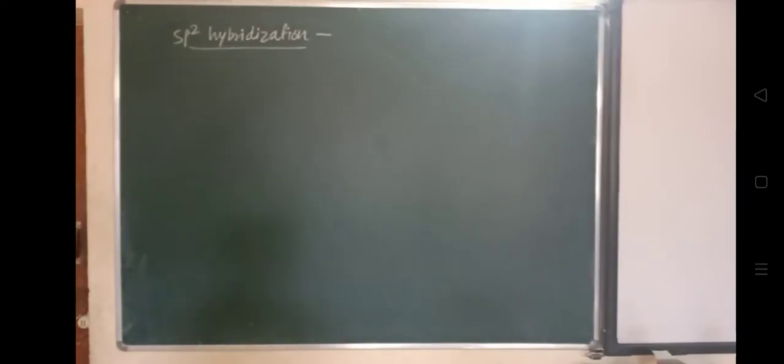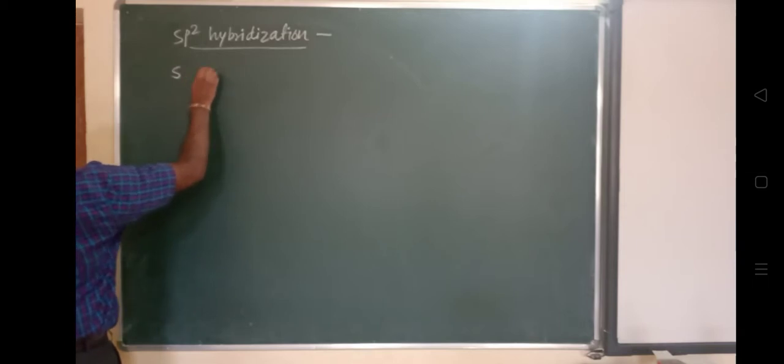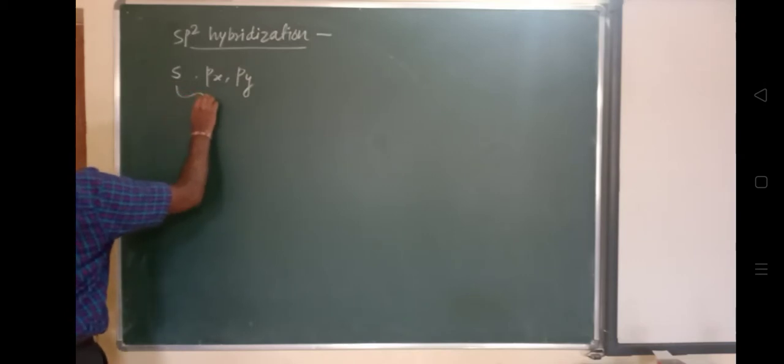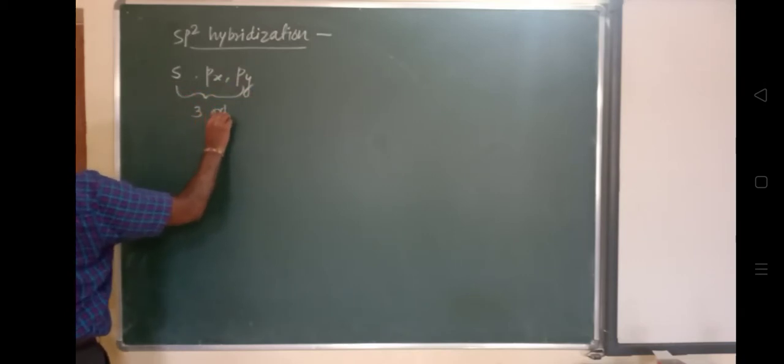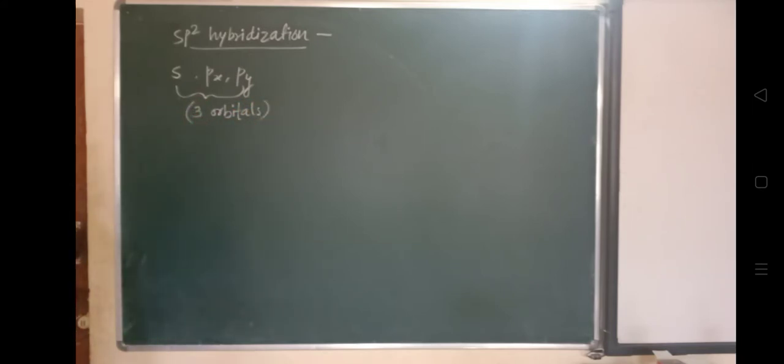So today we'll discuss sp2 hybridization. The sp2 hybridization involves mixing of one s and another two orbitals, suppose px and py. In this way, a total of 3 orbitals will take part in it: one s orbital, one px and one py. These 3 orbitals will take part in the hybridization.